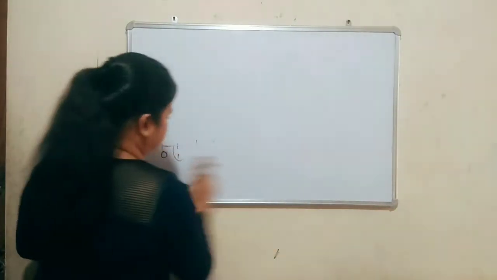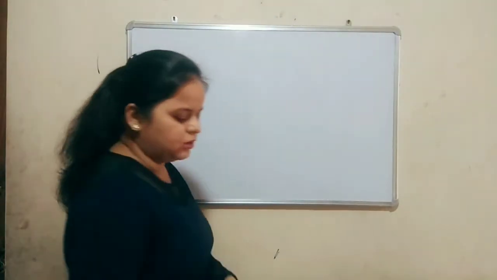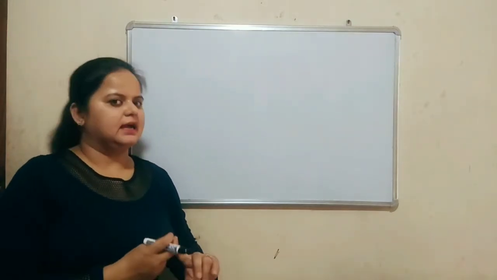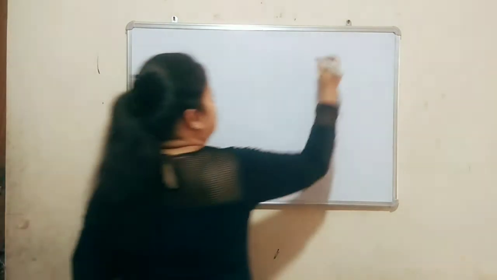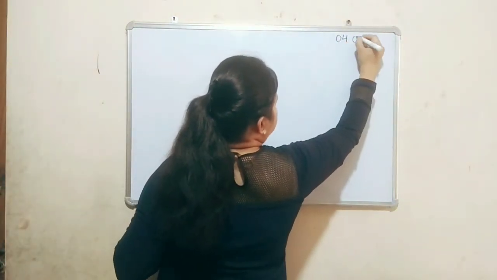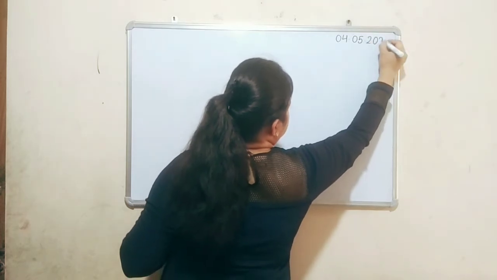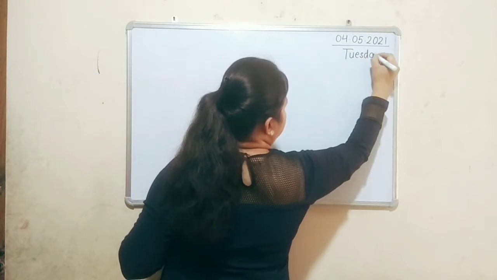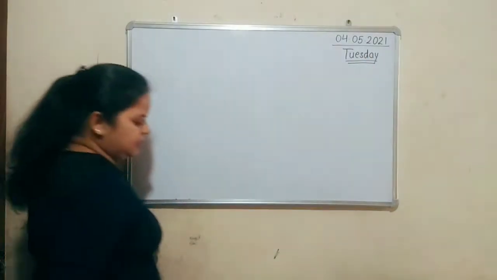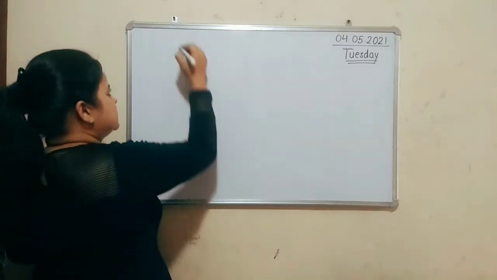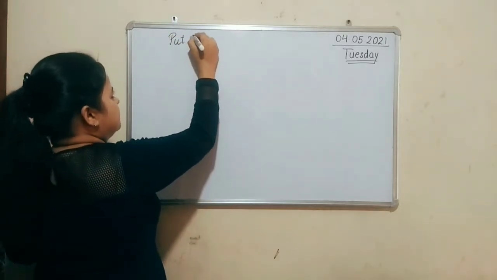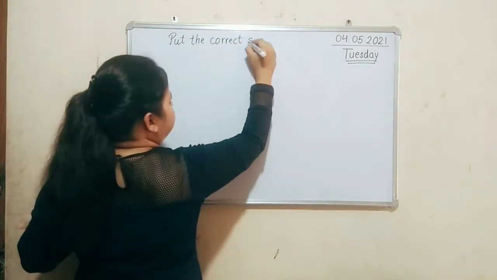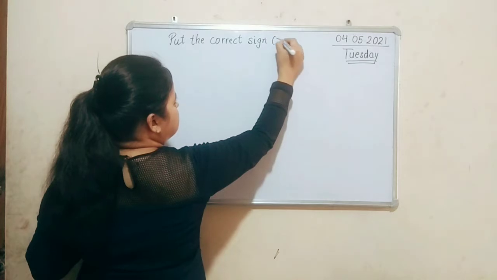Now my dear students, bring out your notebooks quickly, very good, and mention the date and day in your notebooks. The date of today is 4/5/2021 and the day is Tuesday. T-U-E-S-D-A-Y, Tuesday. And the topic is put the correct sign. Write the topic also in your notebooks.